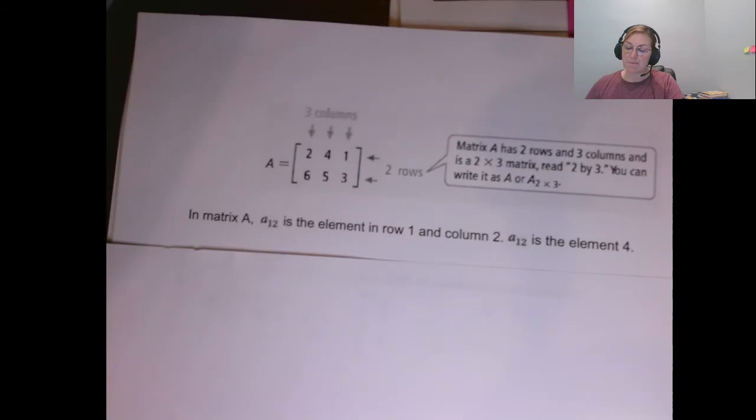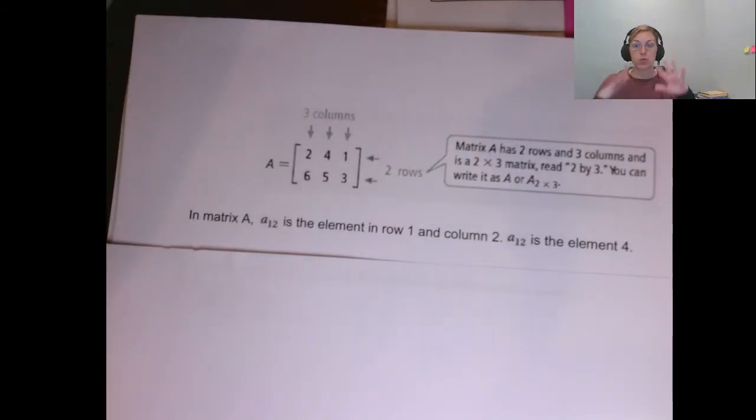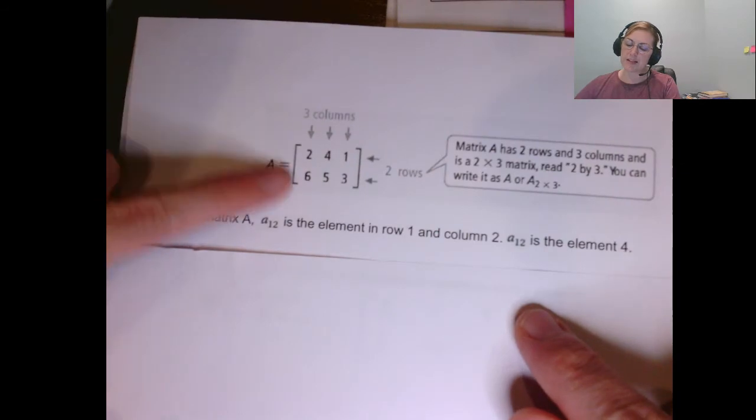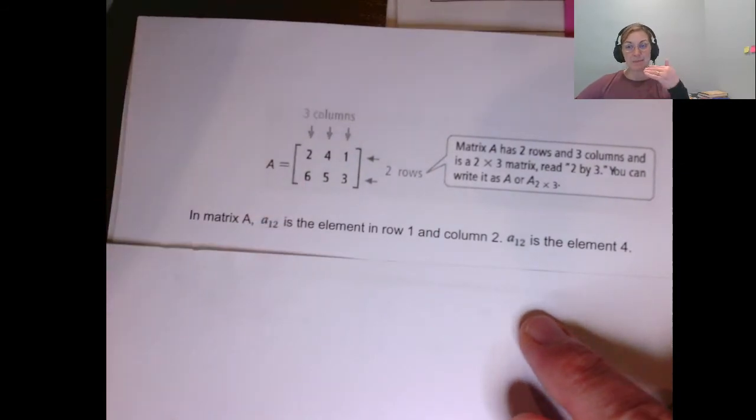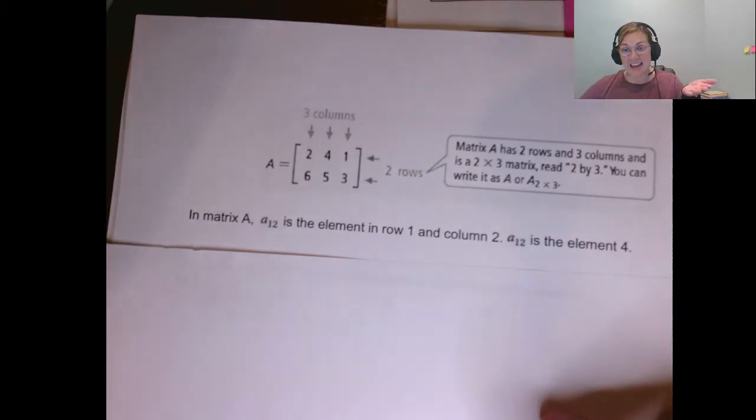So you'll notice that my matrix here has rows and columns. The example tells us that there are 2 rows and 3 columns. That means we would say that this matrix A is a 2 by 3. We did the rows first, then the number of columns.